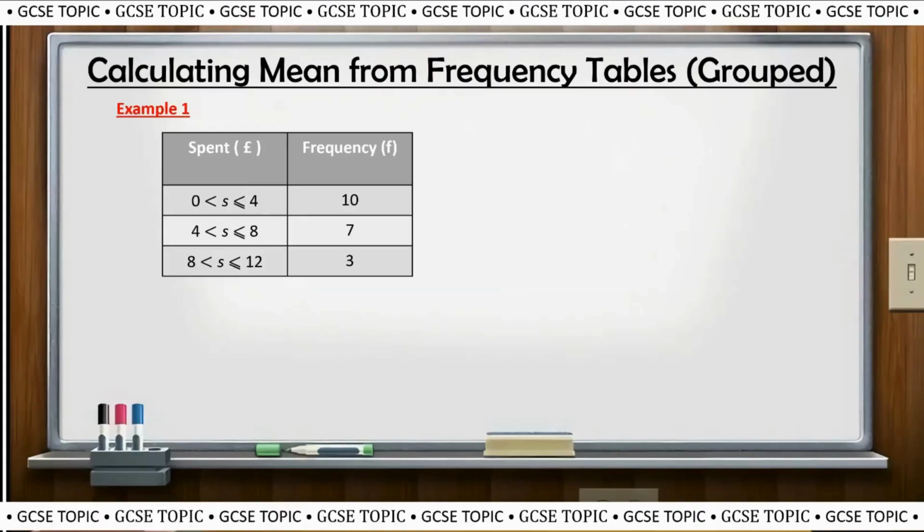Welcome to MrKhanMaths, and in this video we will be working on a popular examination topic on how to calculate the mean for group data presented to us in a frequency table. So let's look at an example.